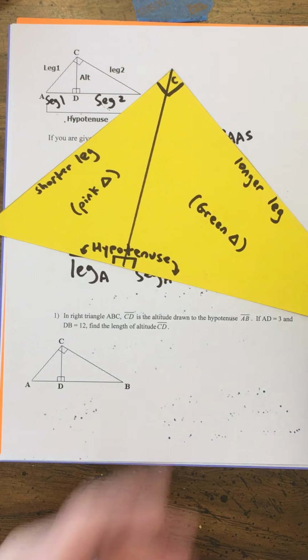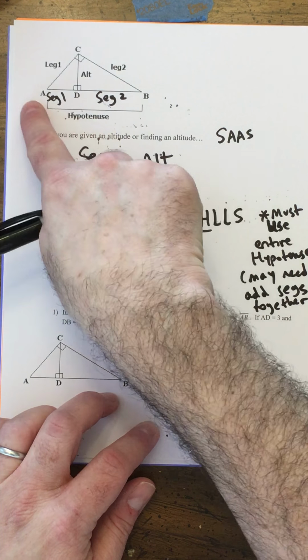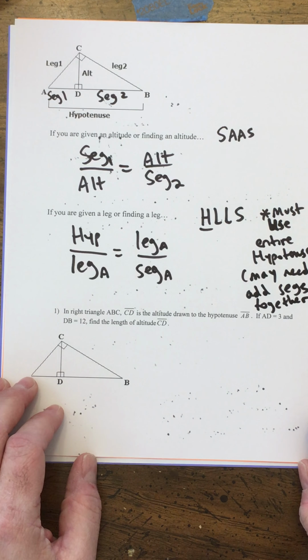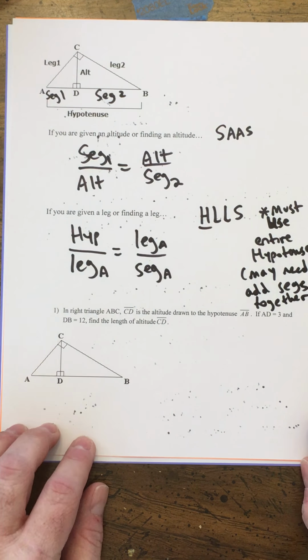Okay? In the hills, you must use the entire hypotenuse. If you have to add the segments together, please do so. In other words, if your hypotenuse is in parts and you need the hypotenuse, you're going to have to add those segments together, okay? Okay, so now let's try a problem.